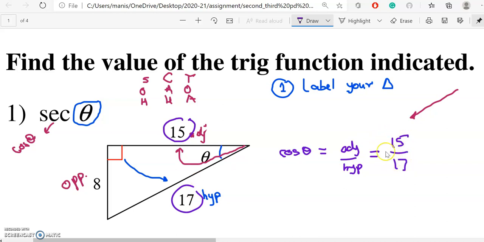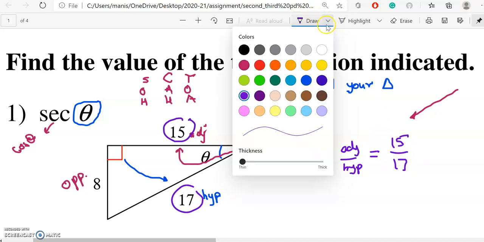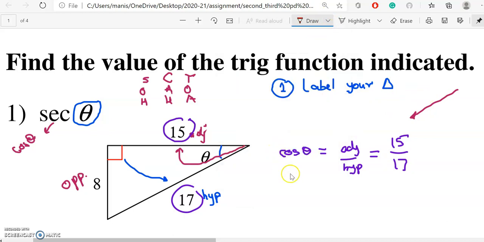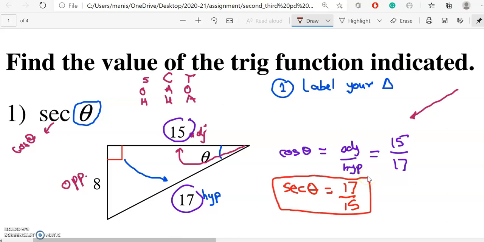Now stop. Is the question asking you to find the value of cosine theta? No, it is asking the value of what? Secant theta. What is secant theta? It is a reciprocal of cosine. So you will flip this, in simple words. So this is your answer which the question is asking for. Secant theta is what? 17 over 15.